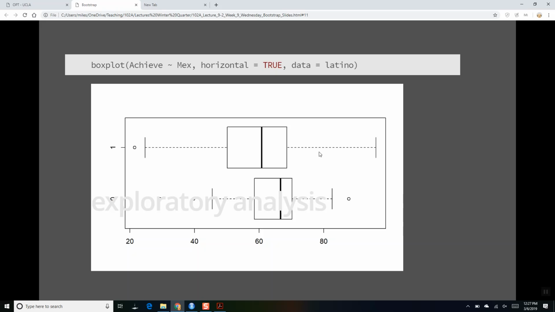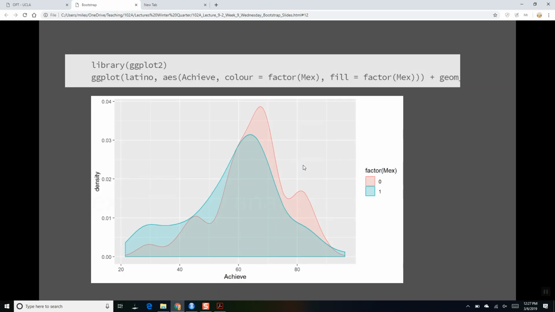And anyway, the question is, is the mean level different? This is the median, but the question is, is the mean level different? If we create a density plot overlaid on top of each other, the blue represents Mexico, and the orange is other Latin American countries. This is what we have.